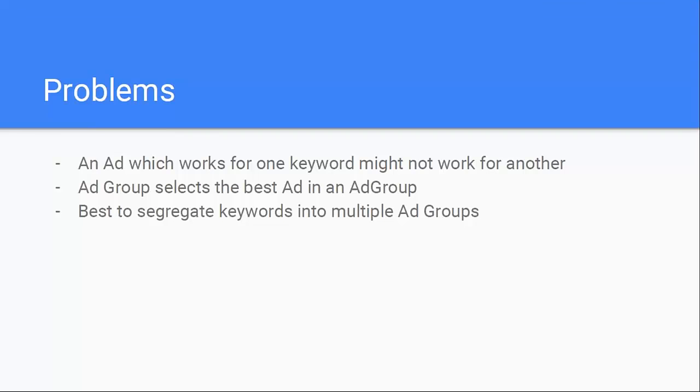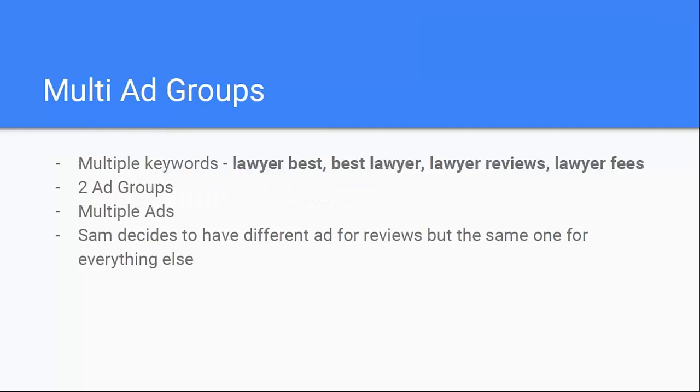This kind of a structure does not allow that to happen because the ads are tied to an ad group, and if all the keywords are in that same ad group, you can only make so many changes in the ads. The best way to do this is to segregate keywords into multiple ad groups. So instead of having the 4 keywords in a single ad group, ideally you should divide it into multiple ad groups. So we come to this concept of multiple ad group structure.